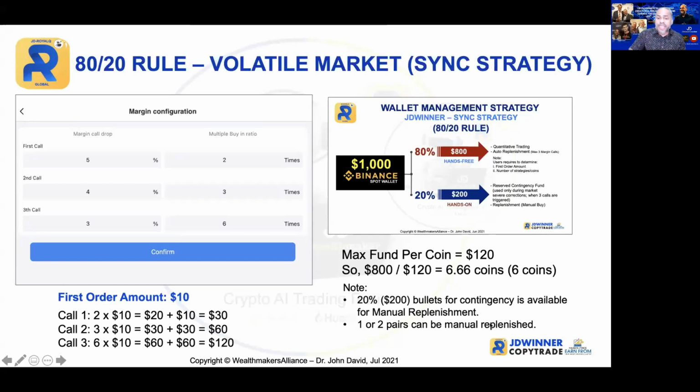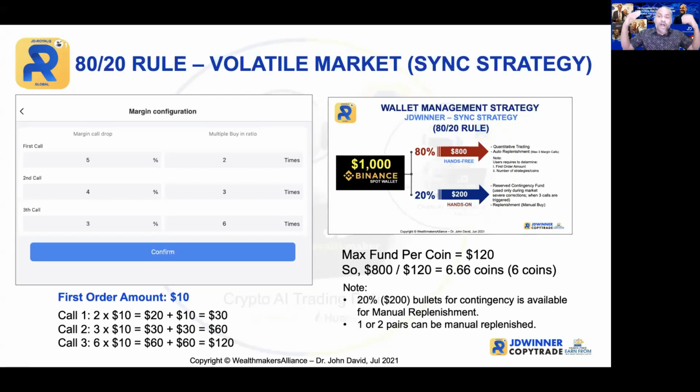Now, if I take this amount, I need about 120 per coin. So now, my 80%, which is $800, if I divide by 120, how many coins can I actually open? I can actually initiate 6 coins or 6 positions. Can you see that? There's about 6 coins. So now what happens to the remaining 20%? The 20% bullets are kept for the contingency, in order to do manual replenishment after the third call.